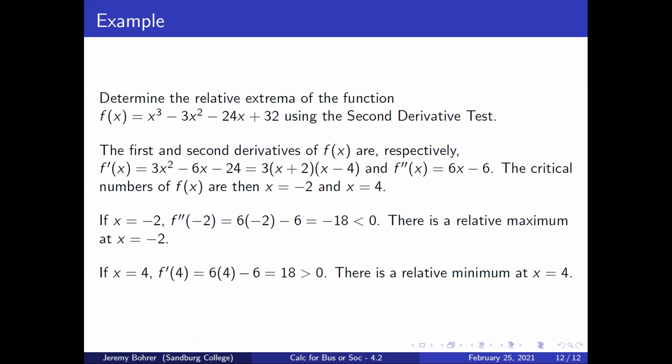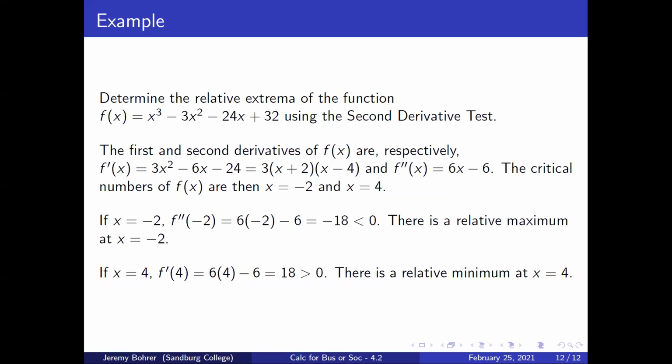Determine the relative extrema of the function f of x equals x cubed minus 3x squared minus 24x plus 32 using the second derivative test. The first and second derivatives of f of x are respectively f prime of x equals 3 times (x plus 2) times (x minus 4), and f double prime of x equals 6x minus 6. The critical numbers of f of x are then x equals -2 and x equals 4.